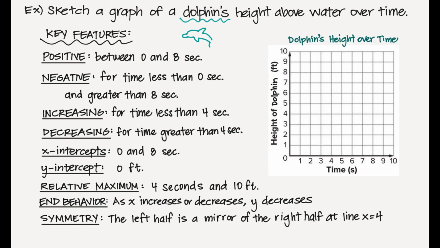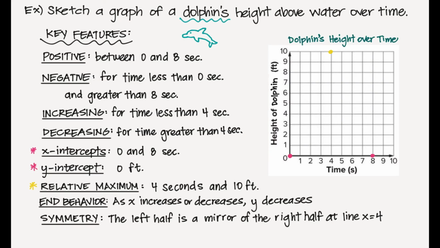So we have several key features, and like we did last time, let's start with the points that we are given. Now, this time instead of being given coordinates, we're told that the x-intercepts occur at 0 and at 8 seconds, and the y-intercept is at 0 feet, which we already plotted as well. So now let's plot the relative maximum at 4 feet all the way up to 10 seconds. And I have 3 points.